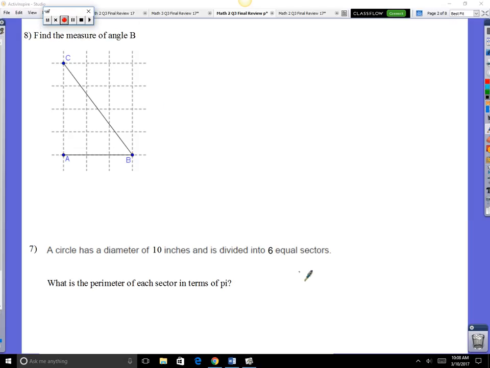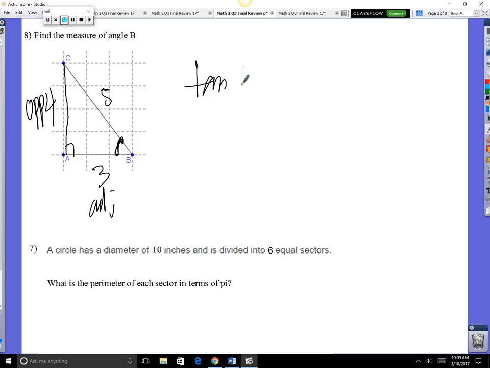Now we gotta find the measure of angle B. Gotta make a triangle. The base would be 3 and the height would be 4. We know it's a 3, 4, 5 right triangle. So for B, I'm going to use opposite and adjacent. The tangent from angle B is the fraction 4 over 3. That fraction only belongs to one angle.